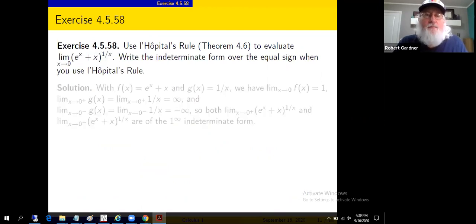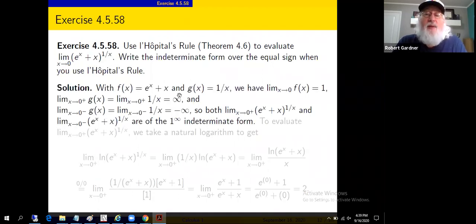Let's do another one. How about this one? Limit as x approaches 0, e to the x plus x to the 1 over x power. All right, f of x is the base, g of x is the exponent. You got x's in the base and the exponent. We'll be taking a logarithm. Let's talk indeterminate forms. As x approaches 0, this approaches e to the 0 plus 0. It's 1. So the base has a limit of 1. G of x equals 1 over x.